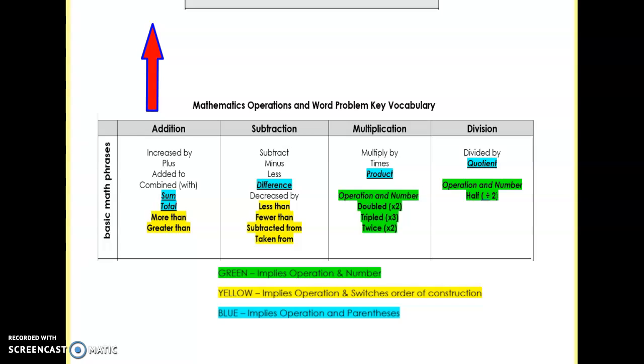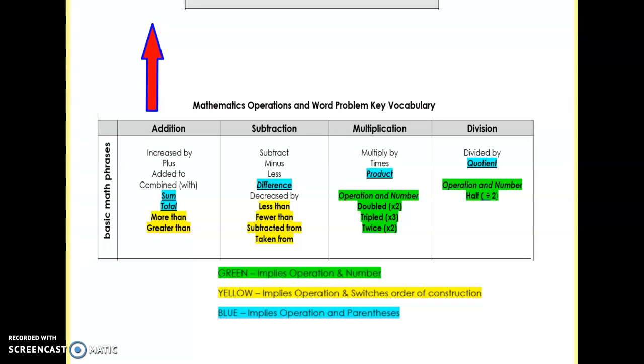Hey guys, welcome back. Hopefully this chart looks extremely familiar to you at this point. We've been referencing it almost every day for about a week now. And again, it just lists some key words that you would see in basic math phrases that would help you write expressions. So we looked at a bunch of different words, and then we even took it a little step further because it can be tricky.